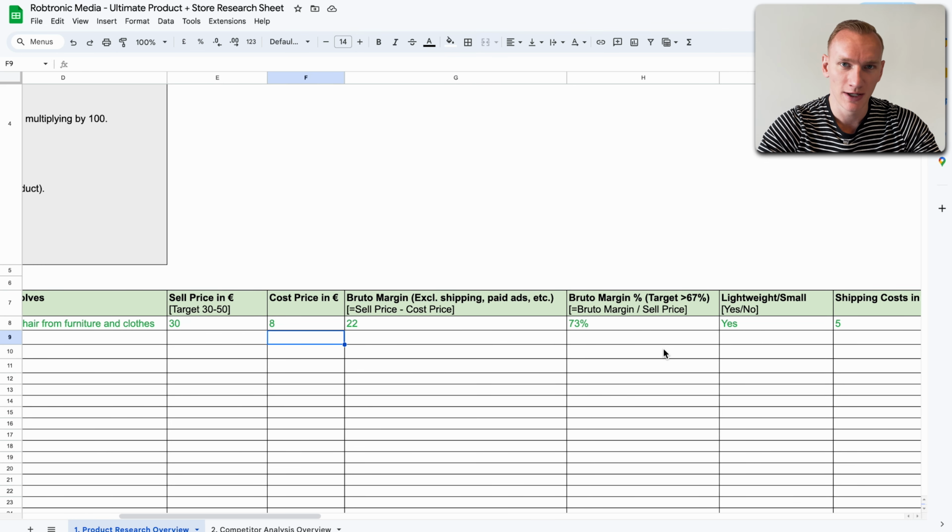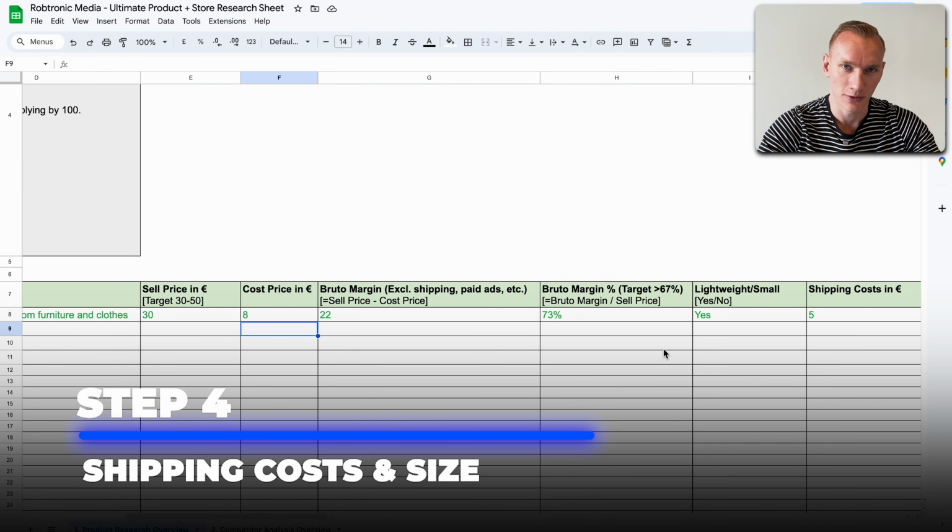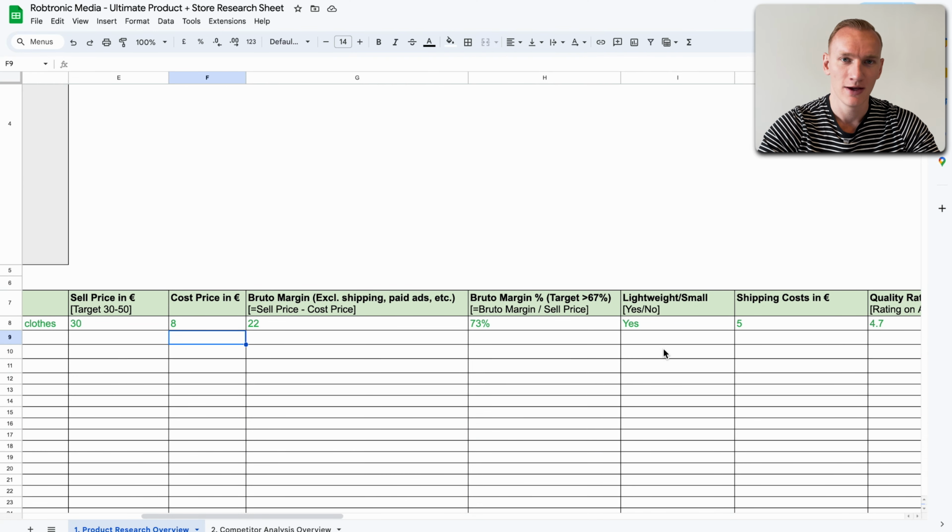Then what is also really important to know as well is if the product is lightweight or not, because if it's lightweight, you can save on the shipping price from the supplier.